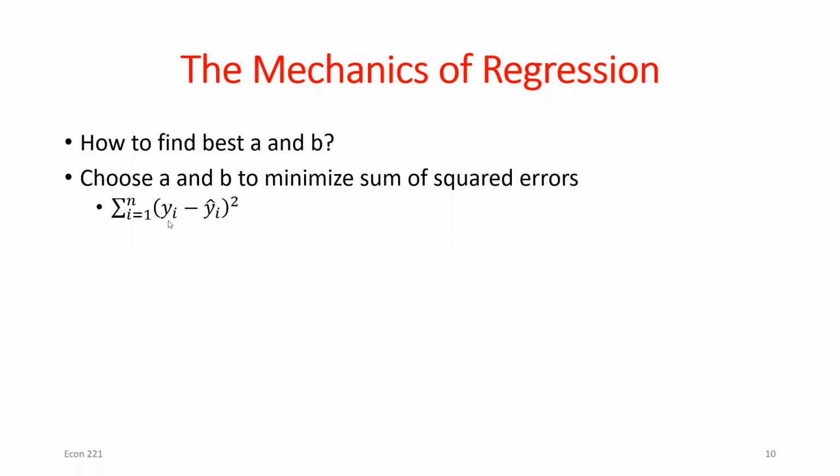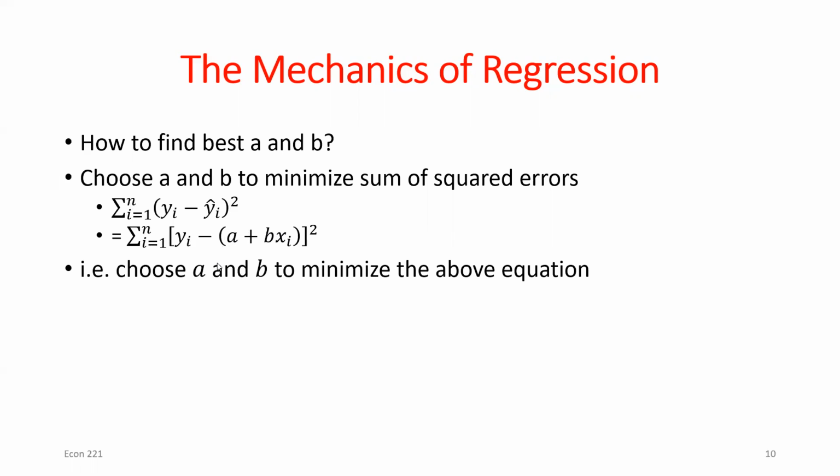I'm not going to make you do this. We'll end up showing how Excel will do all this behind the scenes for us. But if we want to minimize this equation, let's plug in what the predicted Y value is. That's just A plus B times whatever our X value is. Y and X are things I actually observe in the data. A and B, I want to choose those values so that I'm minimizing this equation, which is the sum of squared error terms.